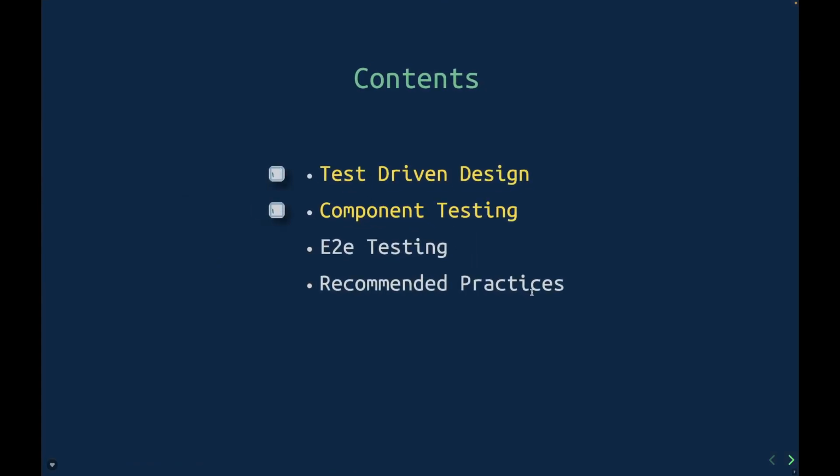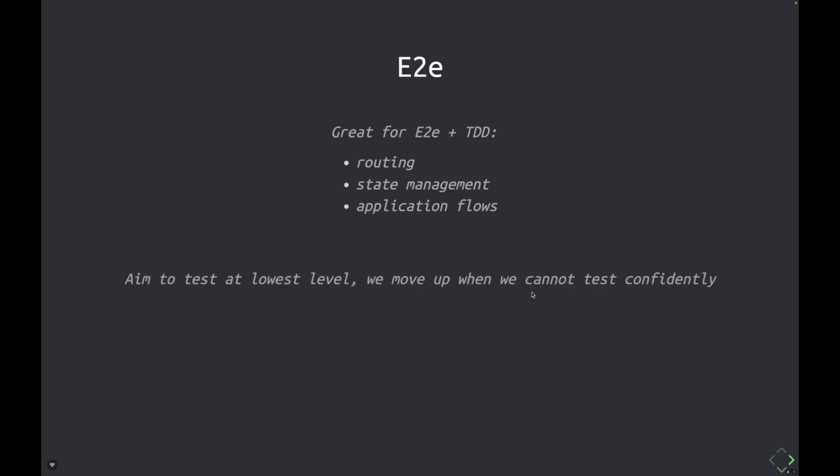We went through a TDD example, a component example, two component test examples, and some best practices there. Now let's look at TDD with end-to-end tests. End-to-end tests are great when you've finished building your components. Now it's time for routing, state management, application flows, components talking to each other, or the backend. That's time for E2E. But remember, you want to aim to test at the lowest level and then move up when you cannot test confidently.